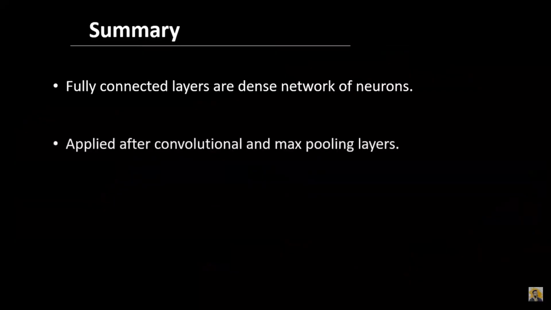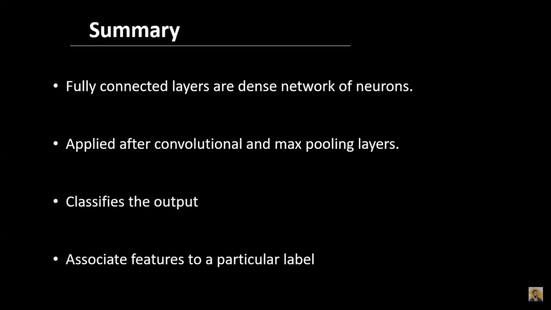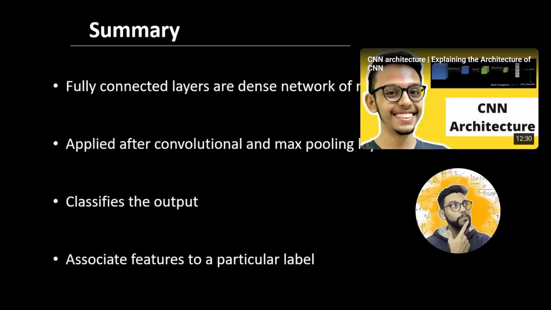Fully connected layers are applied after all the convolutional and max pooling layers, and the purpose of the fully connected layers is to classify the image into a particular category and to associate features to a particular label. Now this was about the fully connected layers, and now we have learned all the components that are required to create a forward propagation in the convolutional neural network. So in the next video, we will see the entire convolutional neural network architecture.